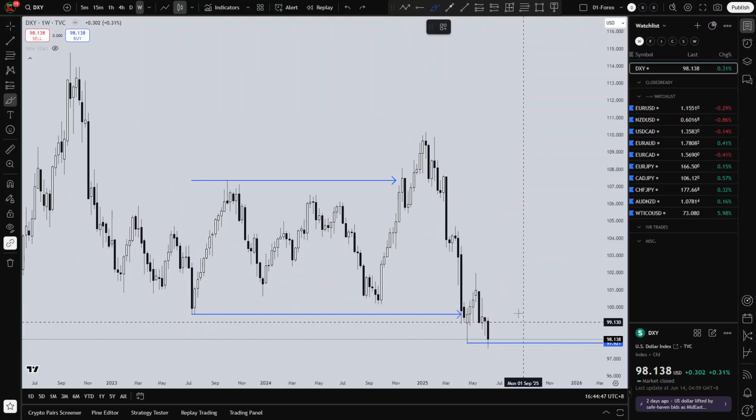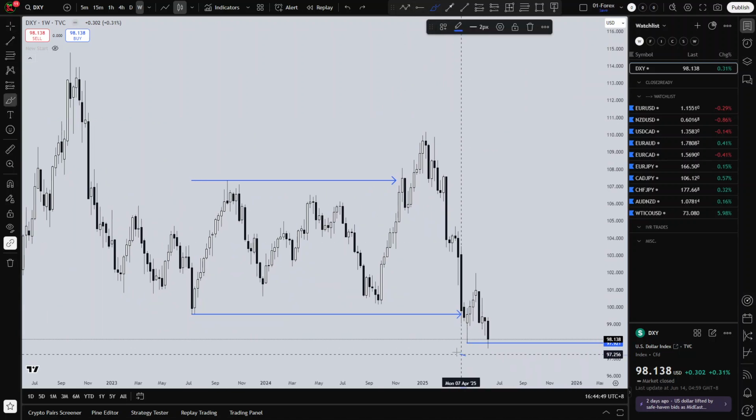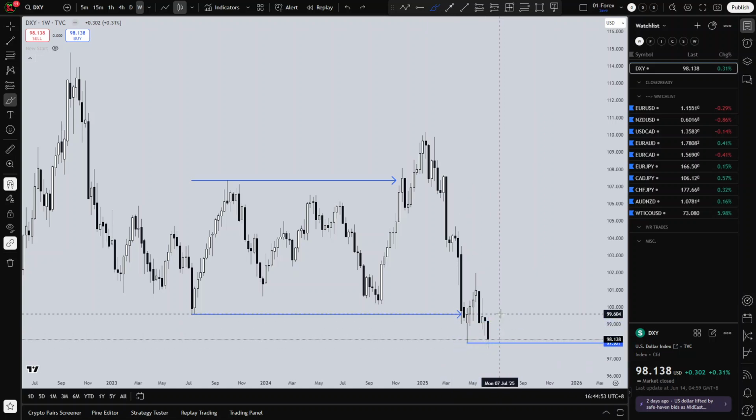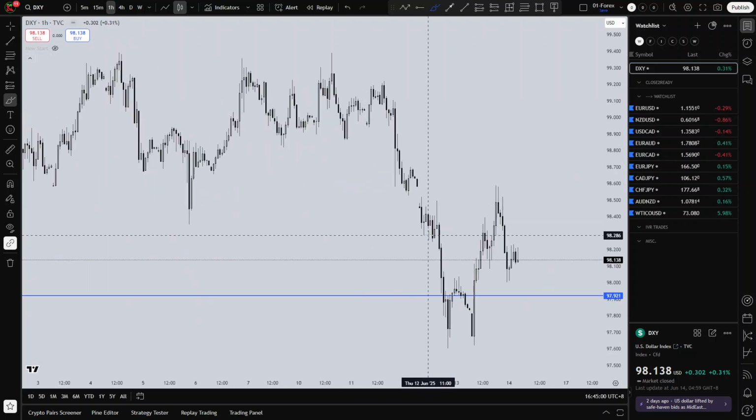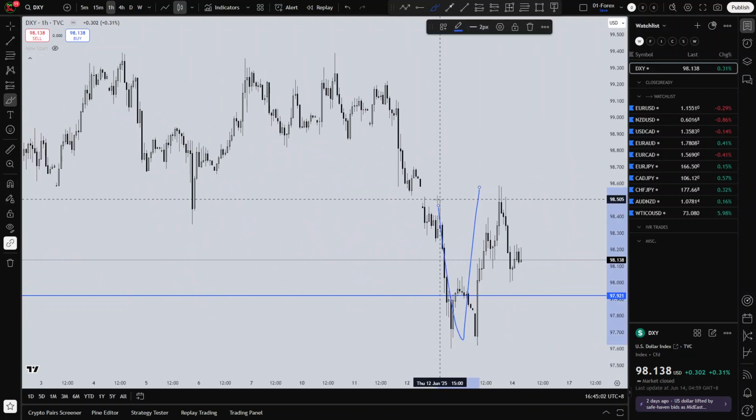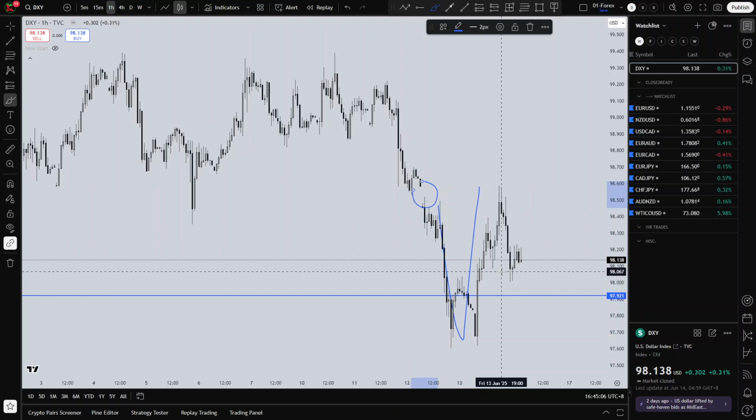So right now we can see in terms of the DXY, we are sitting here just on the previous small low. That could be a double bottom for the next move to the upside. Going down to the lower time frame, on the daily time frame, we did actually have this V-shaped recovery with the double bottom, closing the gap here and then a sell-off again.